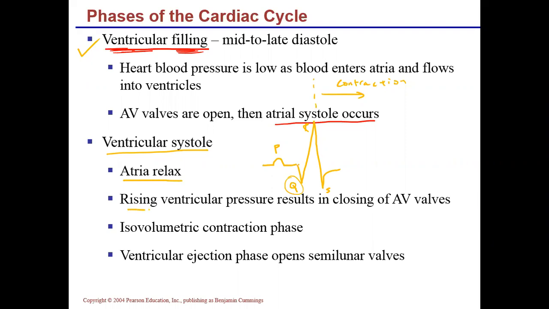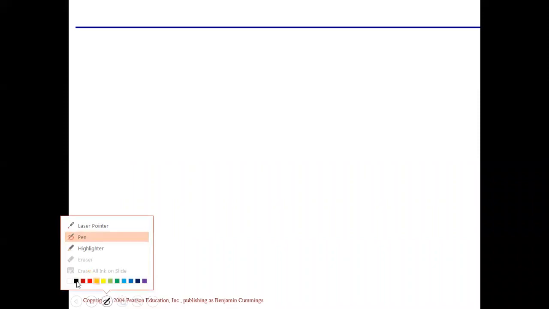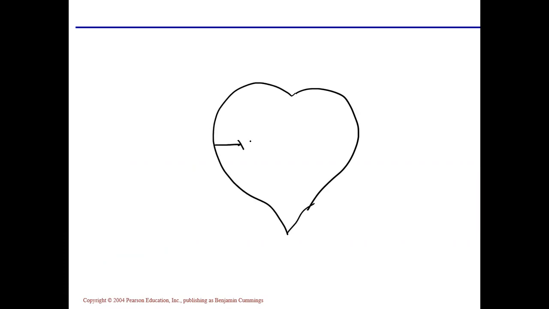Rising ventricular pressure results in closing of the AV valve. All right. So what this means is we have to go back, and maybe I can just show you right over here. All right. So again, here is the heart. The heart was filled with blood already, it came already in here. So here are our ventricles. So it's rising. Okay. Now it's contracting.